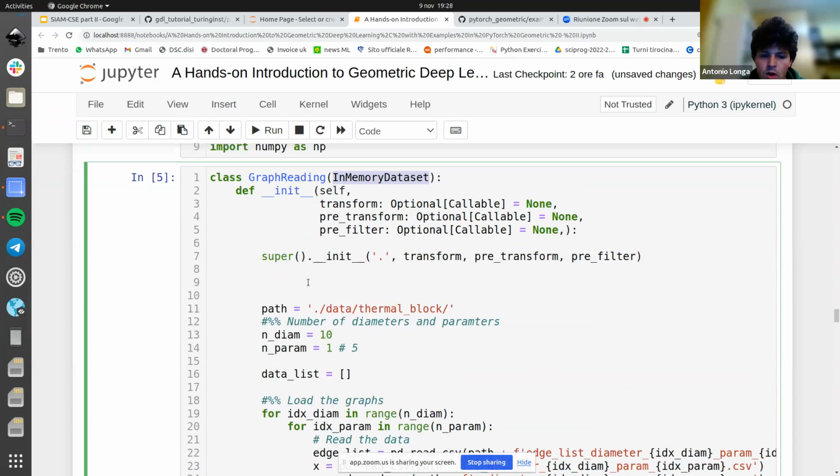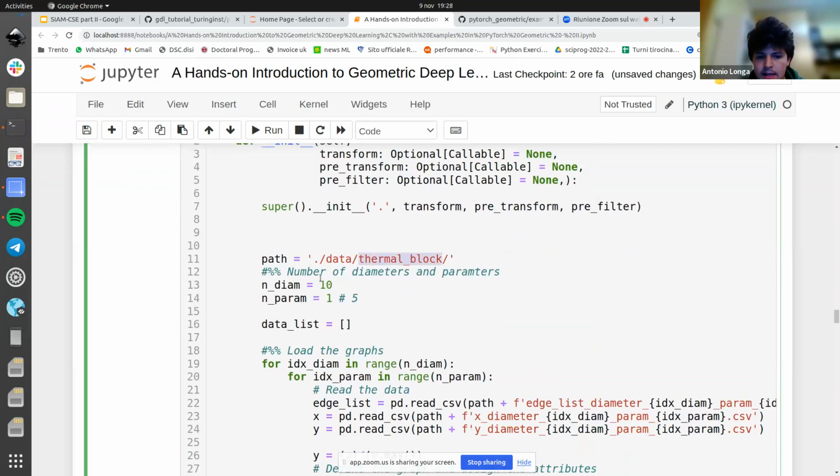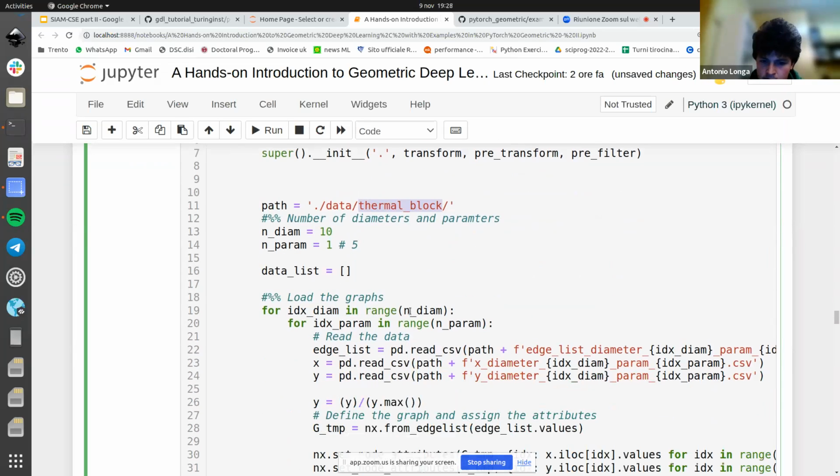What are we doing? Well, basically, for this specific dataset we are accessing the folder for this diameter and the number of parameters that are specific to the simulation we did to build the graph I was showing you.